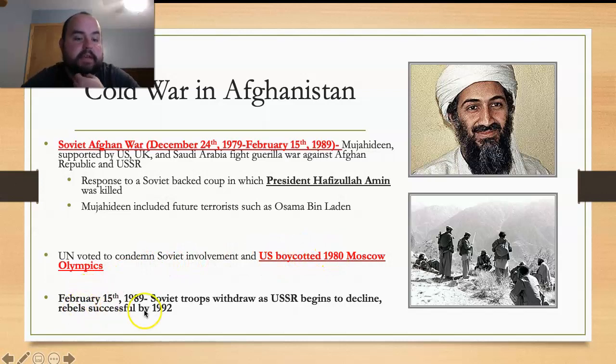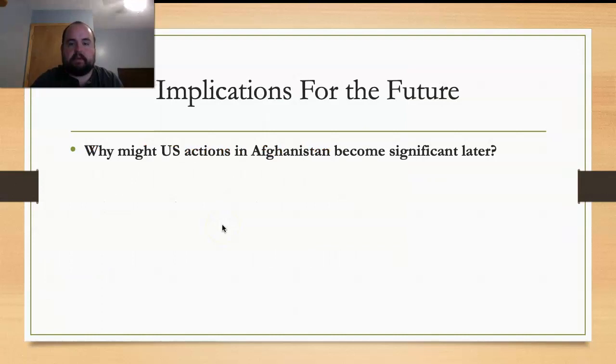By February 15, 1989, US, UK, and Saudi Arabian intervention was successful. The Soviet troops began to withdraw as the USSR began to decline overall, and the rebels were successful in completely kicking them out by 1992. So again, we'll talk in a little more detail about the USSR decline as well, but also the lingering impact of the United States' support and involvement in Afghanistan. In the meantime, think a little more about why these actions are going to become significant later.